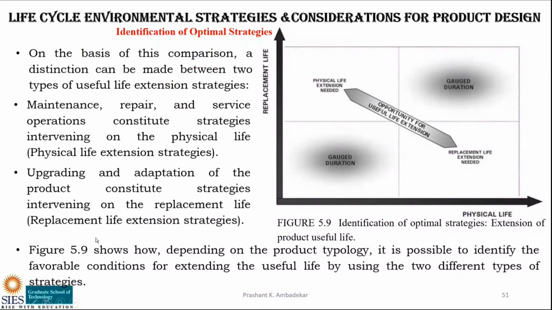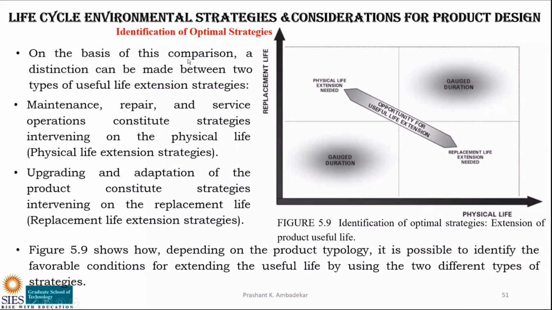So here you can see a graph is plotted between replacement life and physical life. And it is identification of optimal strategy. So what should be the optimal strategy, when it should be replaced, or when it should go to the recycle bin.